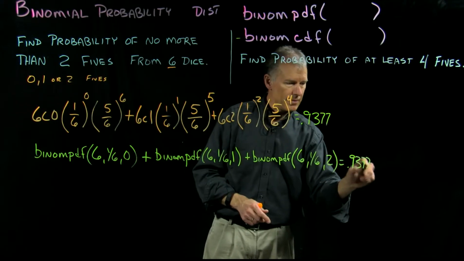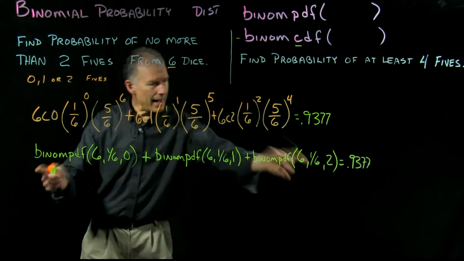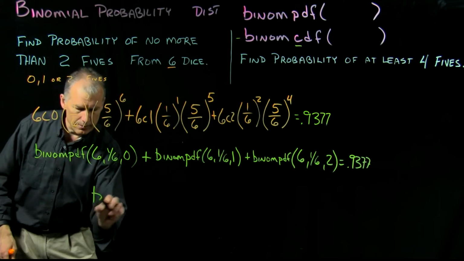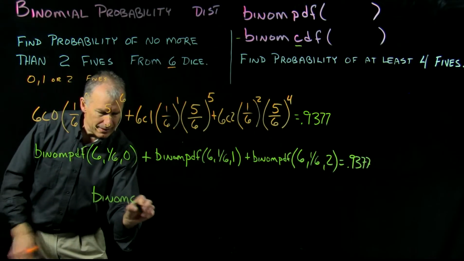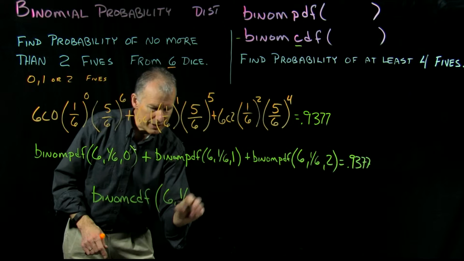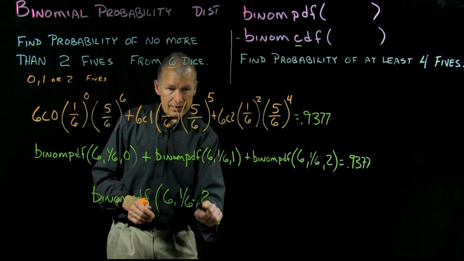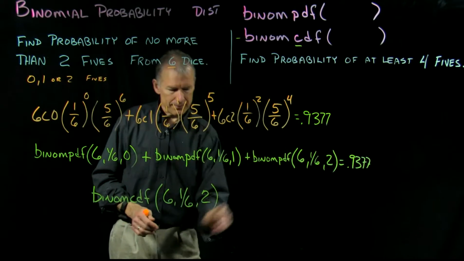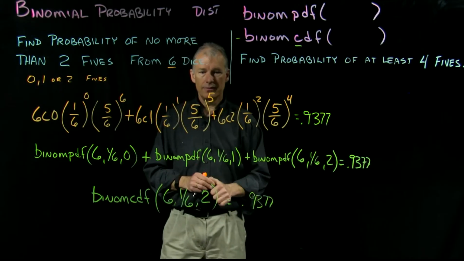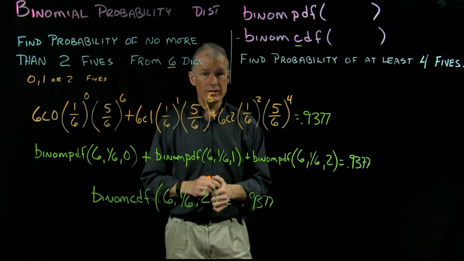But what's definitely the best way is when we can use the cumulative. It's going to actually add up all these. It's going to go from 0 to 2 for us. So I can actually, in one stroke, use binomial cumulative distribution. We have 6 dice. The probability is 1/6 of getting our 5. And we're going from 0 to 2. This always goes from 0 up to the value, okay? This will also give you the 0.9377. So 3 different ways of getting there. And I want you to be able to use all of these different techniques.